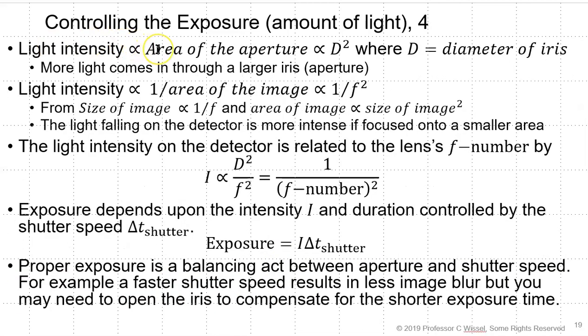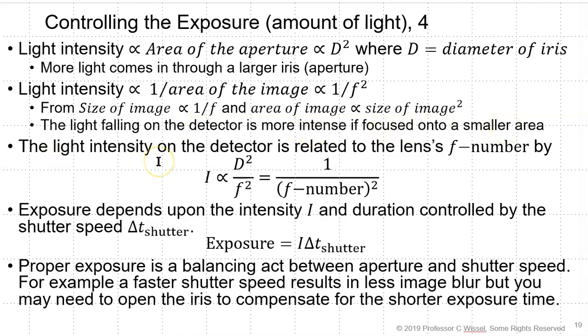Light intensity is actually proportional to the area of the aperture, and of course that means it's proportional to d squared, where d is the diameter of the iris. More light comes in through a larger iris, a larger aperture, and it's proportional to diameter squared. Light intensity is proportional to 1 over the area of the image, or proportional to 1 over f squared. And this is from the size of the image being proportional to 1 over f, and the area of the image is proportional to the size of the image squared. So the light falling on the detector is more intense if it's focused onto a smaller area.